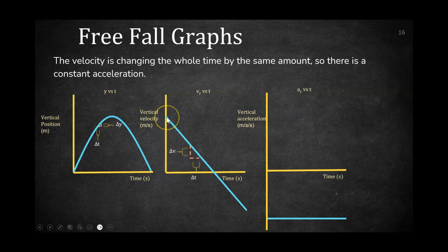We start off with a positive velocity. It goes towards 0 velocity at the x-axis, and then increases in velocity in the opposite direction. We're getting more and more negative. Meanwhile, the slope of this line the entire time is just a constant negative slope. So that means our vertical acceleration is a constant negative.